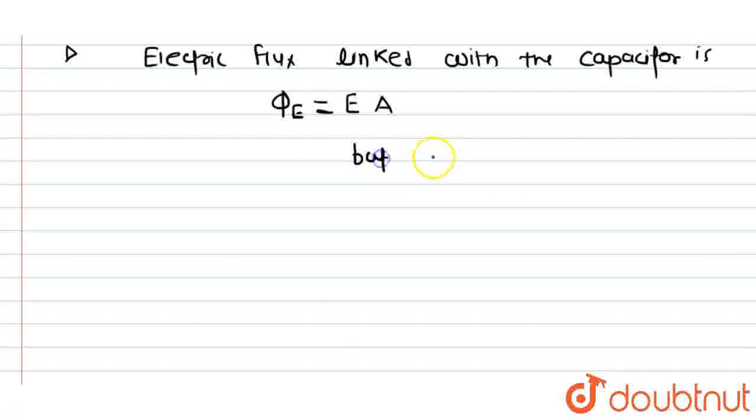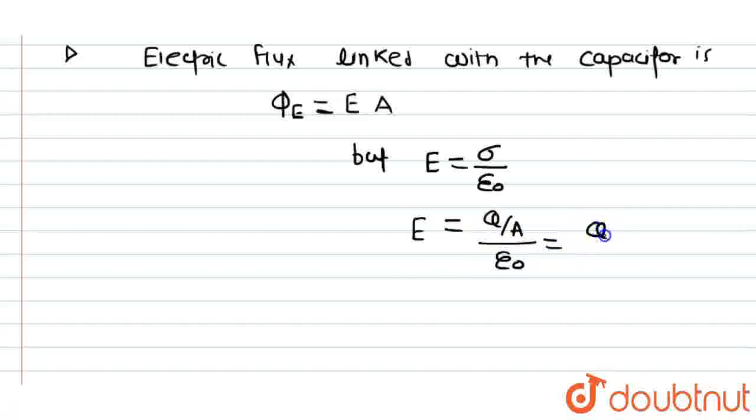But we know that the value of electric field intensity for a conductor is calculated by the formula sigma upon epsilon naught, where sigma is surface charge density. Hence E will be equal to Q divided by A divided by epsilon naught, that is Q divided by A epsilon naught.